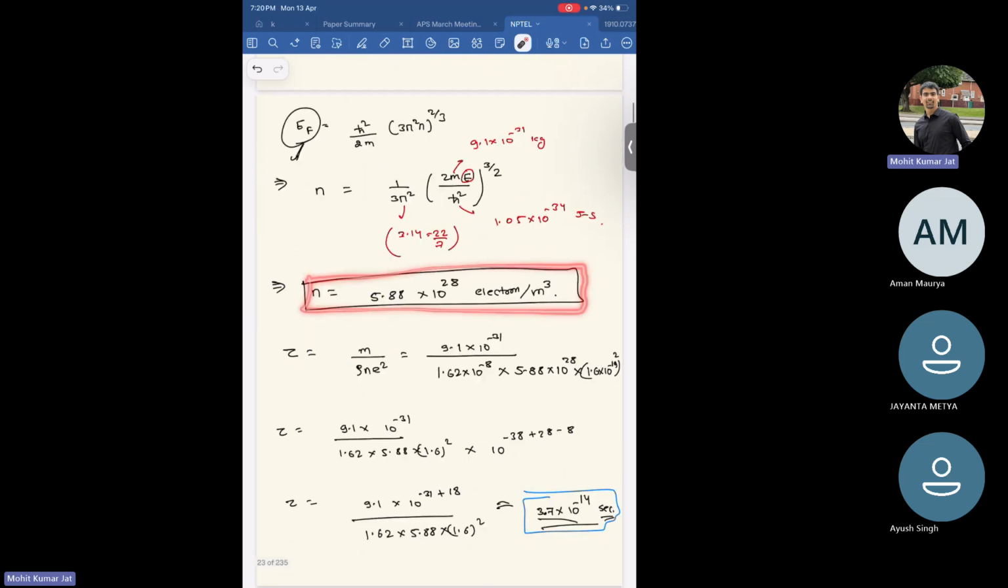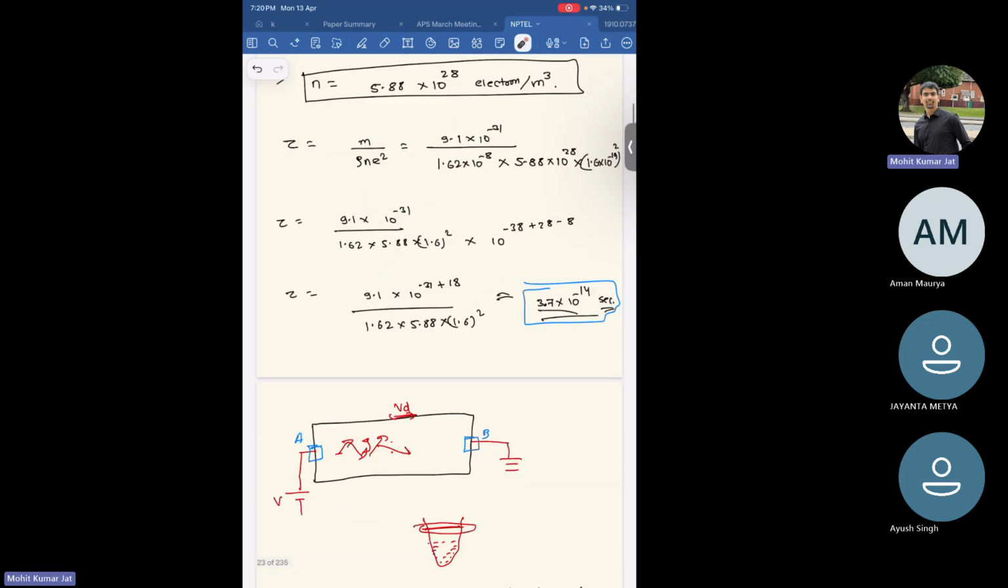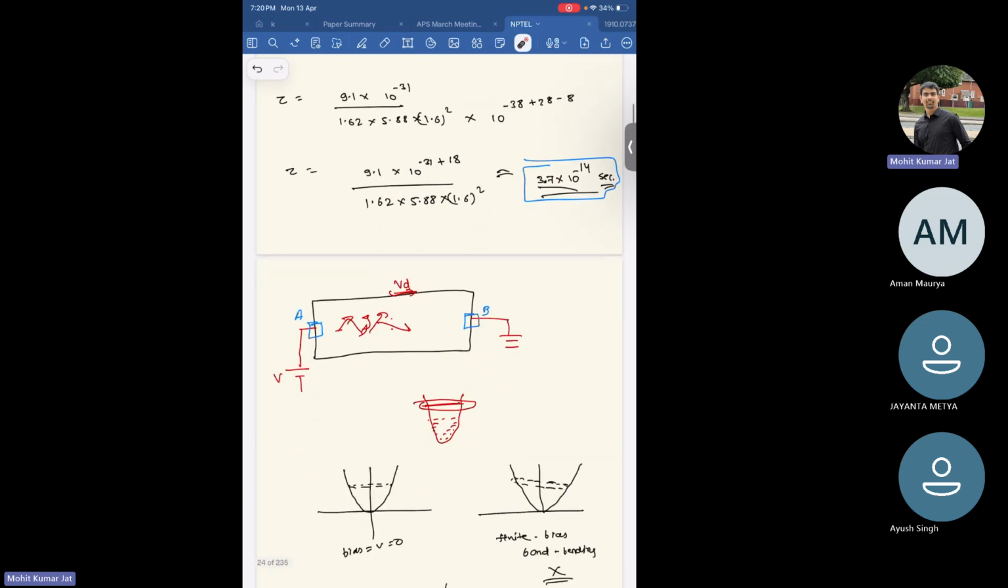So knowing the n, we substitute the value of n here. Rho is given in the question. We expect the relaxation time to be of the order of 3.7 times 10 power minus 14 seconds. This is important. You should know that the relaxation time is of the order of 10 power minus 14 seconds. And 1 femto is 10 power minus 15 seconds.